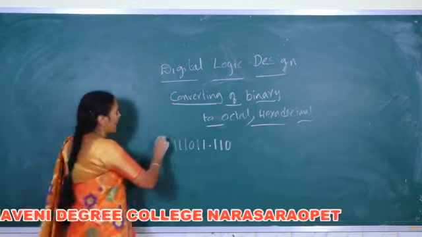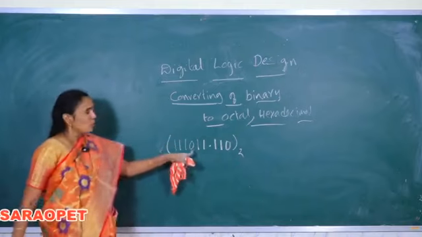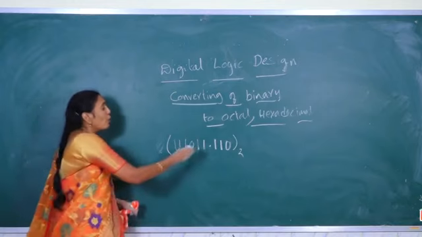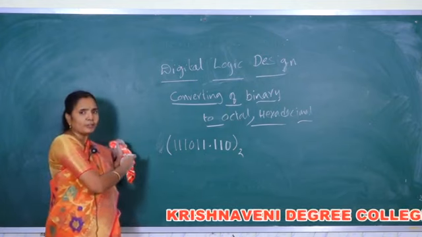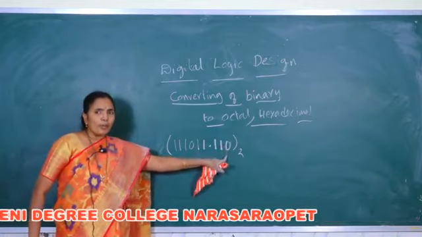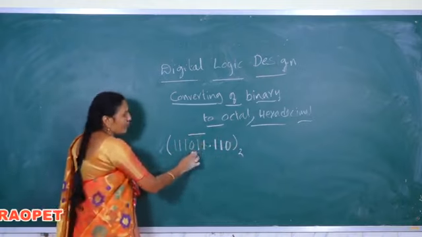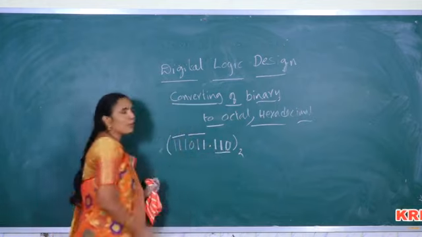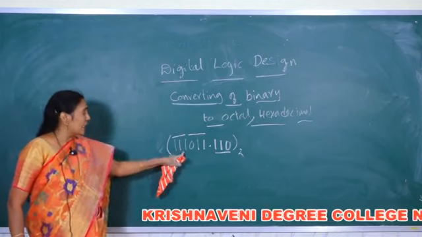So, if you have a binary number in this format, then I have to convert this into an octal number. I have to group into 3 bits. Then how to group? The integer part is to be grouped from right to left, and the fractional part is to be grouped from left to right. So, these 3 bits will be grouped together, and these 3 bits will be grouped together, and these 3 bits will be grouped together.